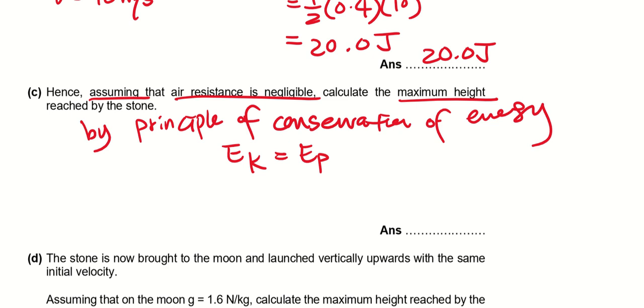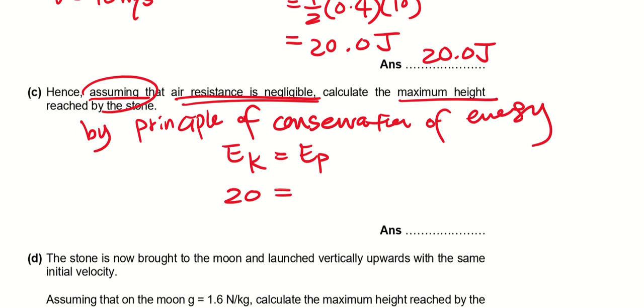This is by assuming that air resistance is negligible, because we know that if it moves up against air, then there will be some energy that's transferred to the internal store of the surroundings. But now we ignore that first. We just want to find hypothetically what is the maximum height that it can reach. So EK we have calculated is 20.